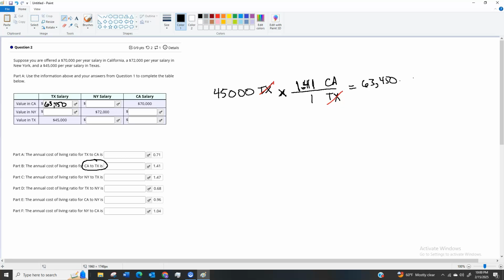Okay, so let me use a different color. I don't like that black. Okay, so now let's look at Texas to New York. It's going to be the exact same process. You're going to take 45,000 for Texas, and you're going to multiply that by the ratio of New York and Texas, but in this case, because we're multiplying, we want Texas on the bottom so that it'll cancel out.